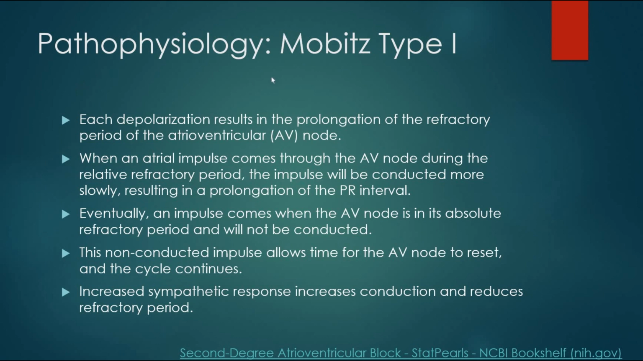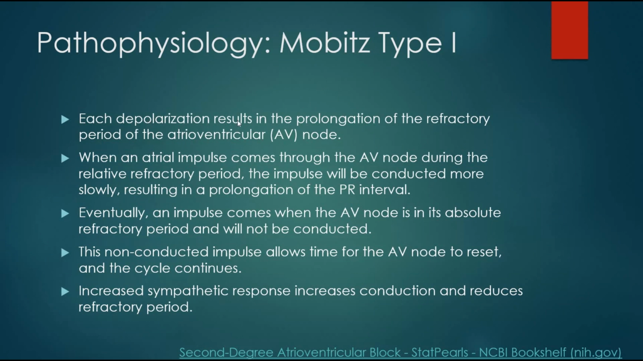Next, we'll talk about the pathophysiology of Mobitz type 1. Each depolarization results in the prolongation of the refractory period of the AV node. When an atrial impulse comes through the AV node during the relative refractory period, the impulse will be conducted more slowly, resulting in a prolongation of the PR interval. Eventually, the impulse comes when the AV node is in its absolute refractory period, and it will not be conducted. This non-conducted impulse allows time for the AV node to reset, and the cycle continues.